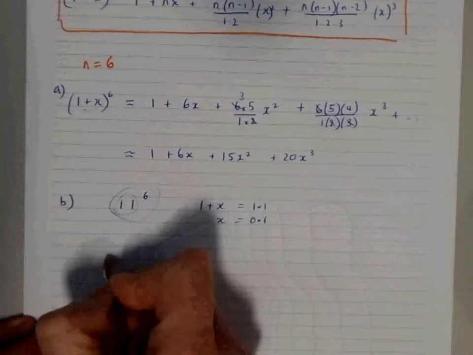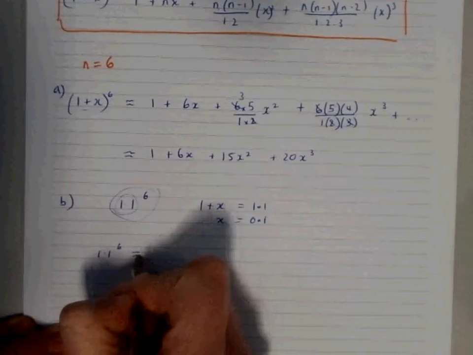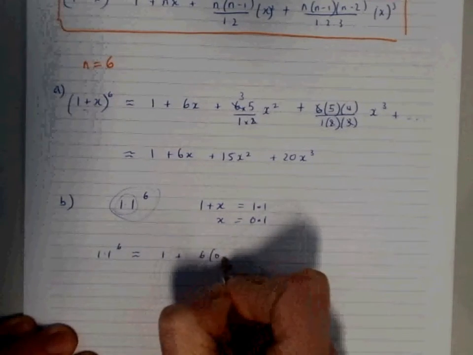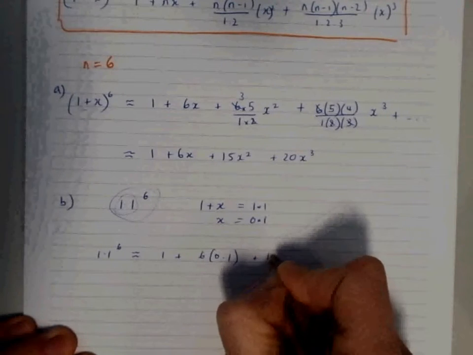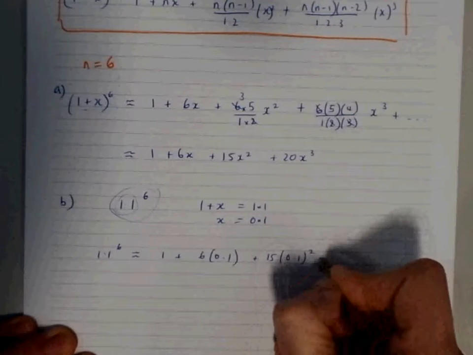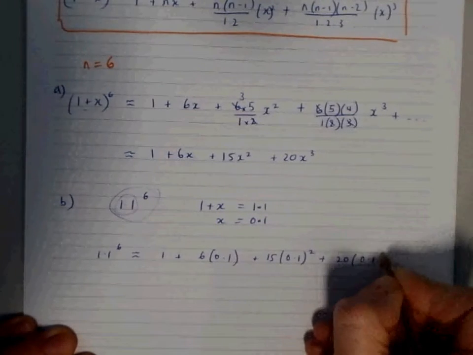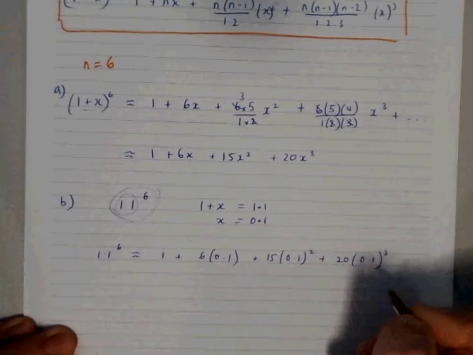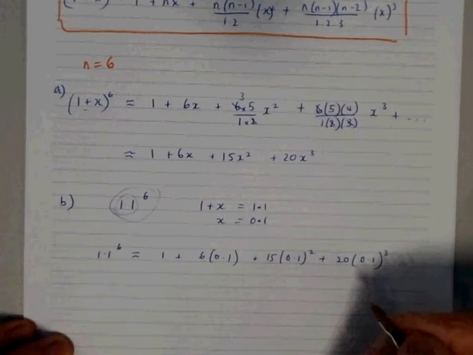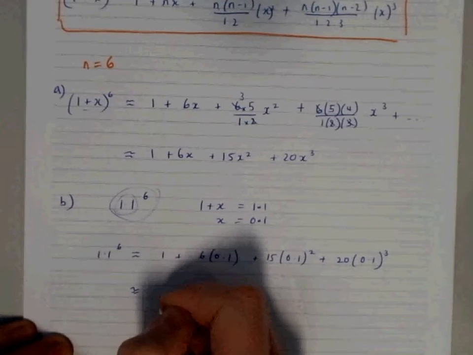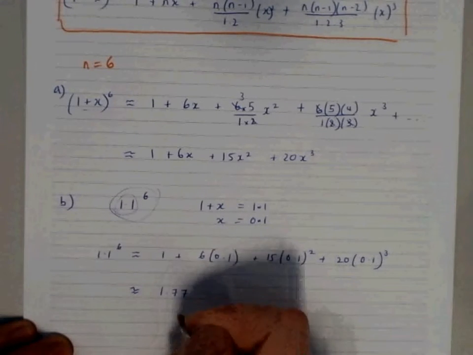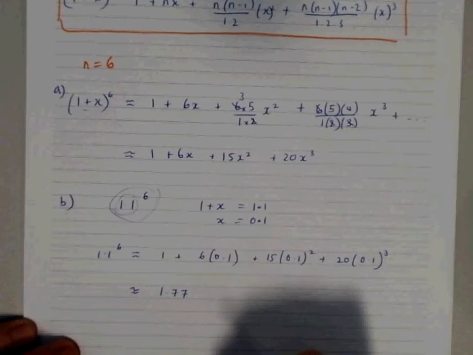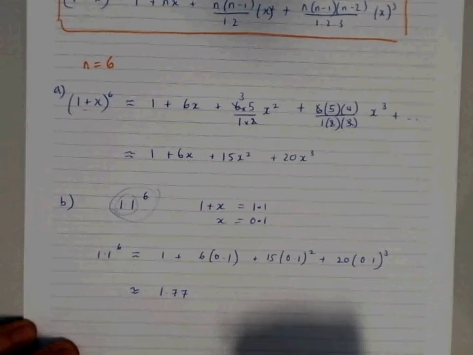So to find this approximation, in your expansion you're going to swap wherever you see x, you're going to put in 0.1. 15 times 0.1 squared plus 20 times 0.1 cubed. Okay, go find your calculator, stick it in, and you get 1.77. You might get a few more decimal places. You just need to put down the first 2 to be accurate enough. Okay.